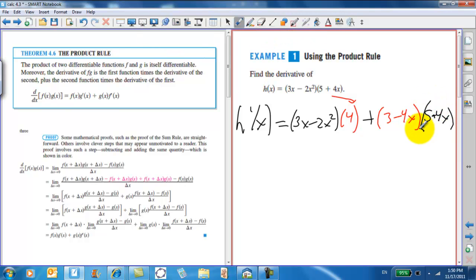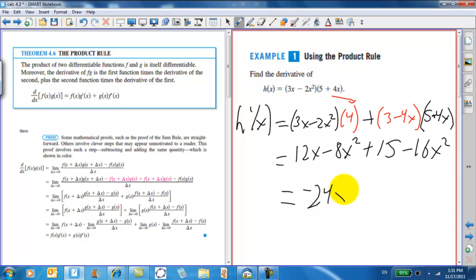See how the derivative works? So basically you can do this by just writing this as two terms, and then in each case take the derivative. So we get 12x minus 8x squared plus 15 minus 16x squared, and so we get minus 24x squared plus 12x plus 15. Okay?